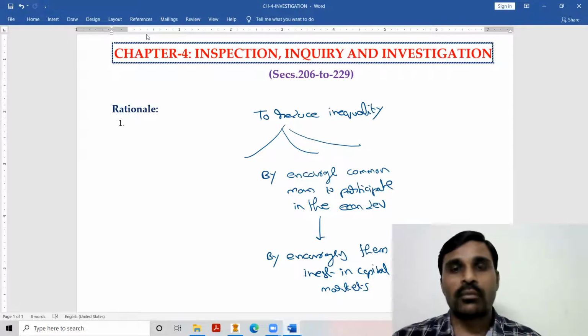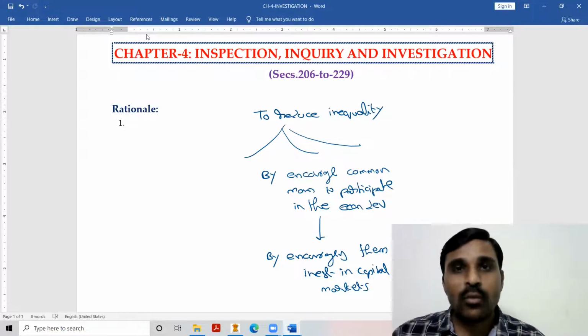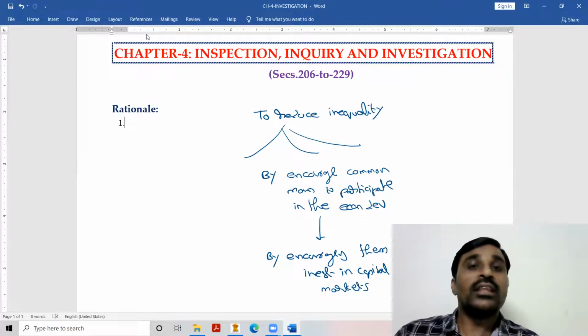Here comes the problem. Sir, what is the link between retail investors in the capital market and this chapter? The link is that when more small people are entering the capital market, there will be more small shareholders in the company. As there are more small shareholders, as they have invested very little, they will show very little interest in the company. As simple as that.